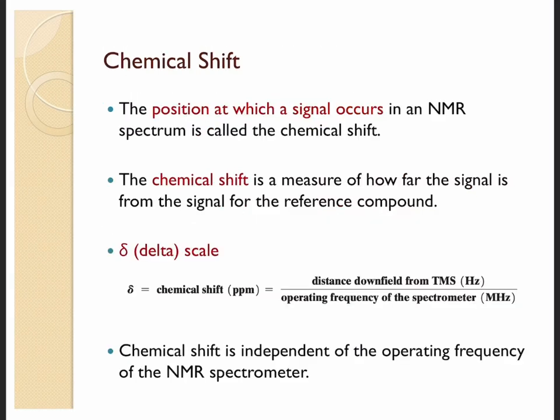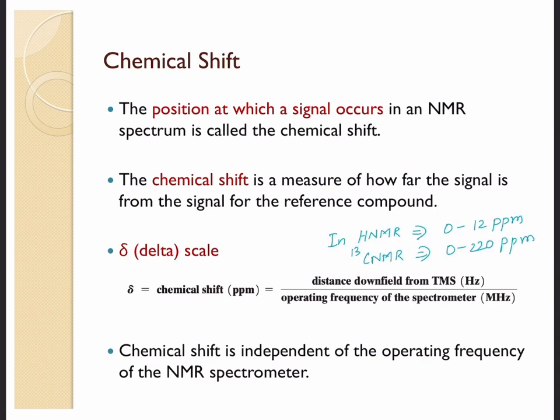The position at which a signal appears in an NMR spectrum is called the chemical shift. It is basically a measure of how far the signal is from the signal for the reference compound, TMS. Now, the most commonly used scale for chemical shift is the delta scale. In the delta scale, the methyl groups in TMS are assigned a value of 0 ppm.